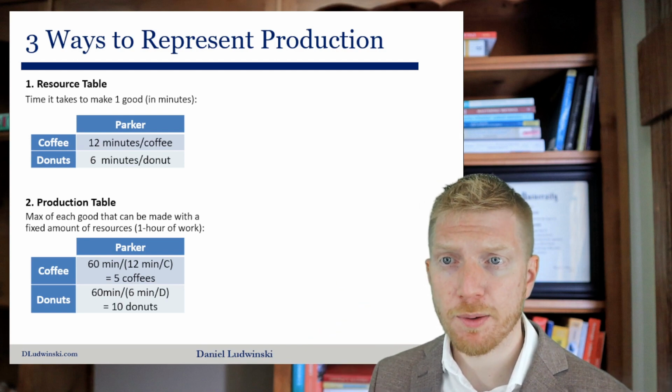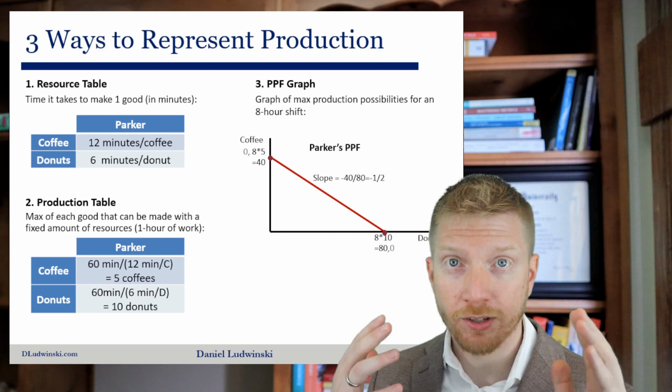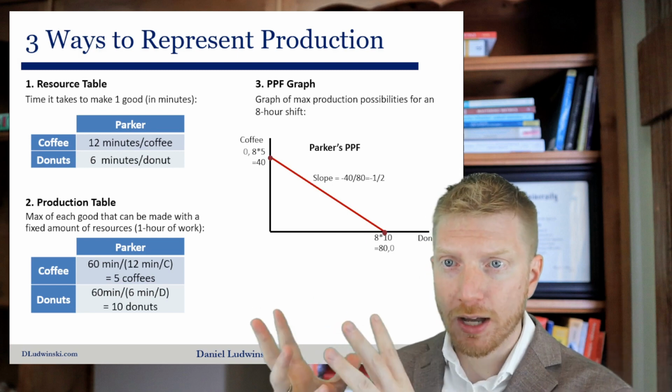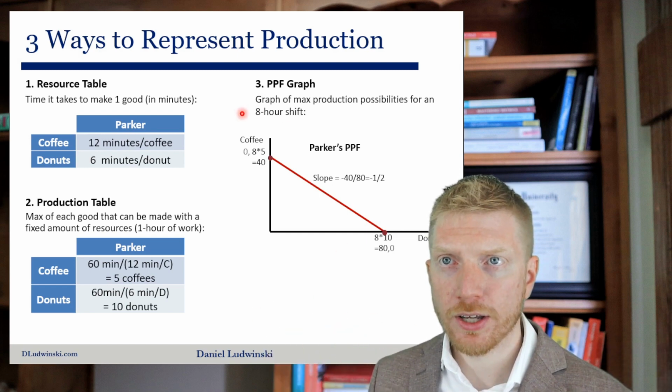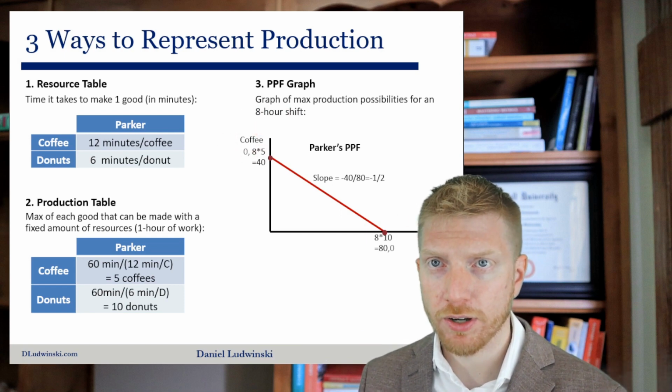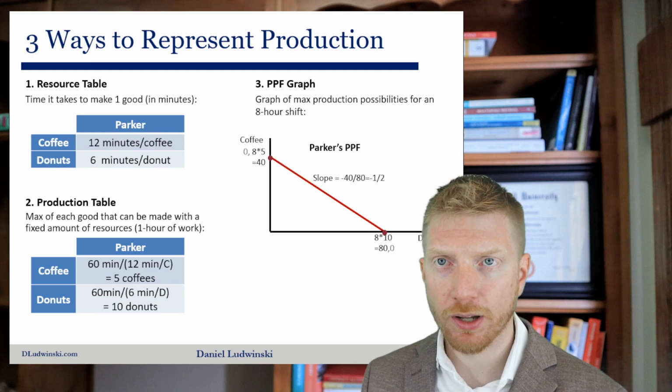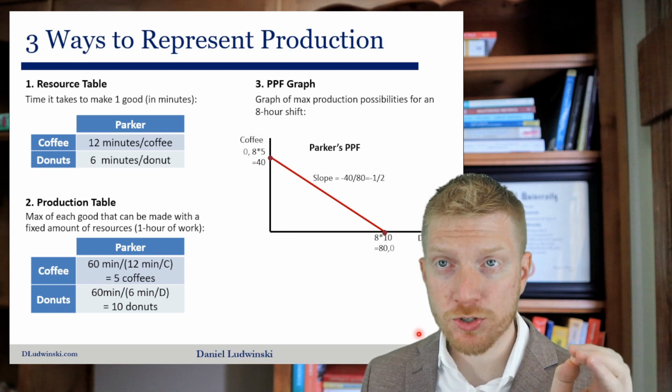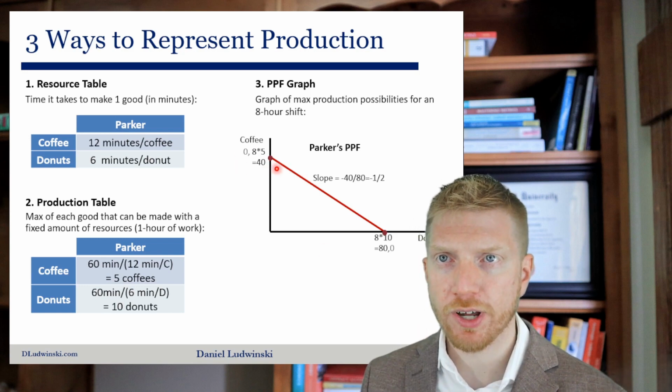The third way that we represent production is graphically. Economists love to use graphs, and so what we're representing here is we have coffee on the y-axis here, and donuts on the x-axis. No reason it could not have been donuts on Y and coffee on X, but we're showing all the possibilities on this red line in terms of what can be produced.